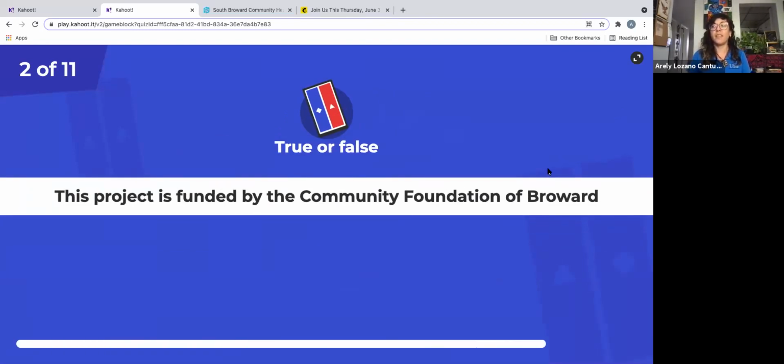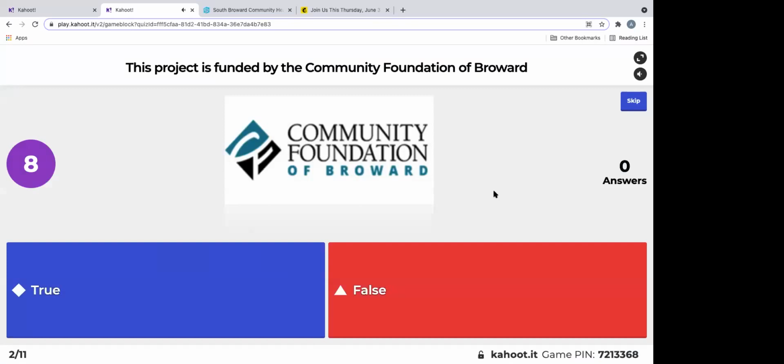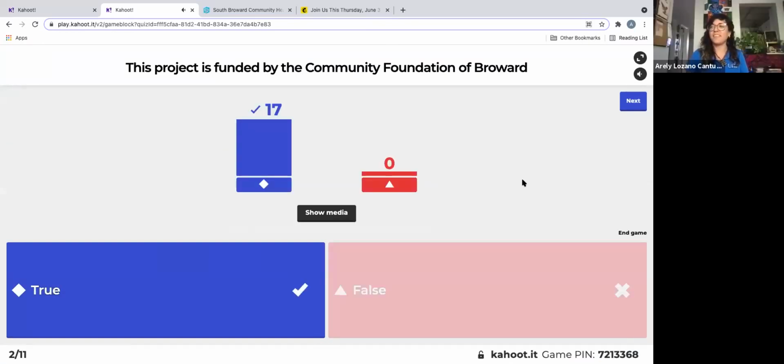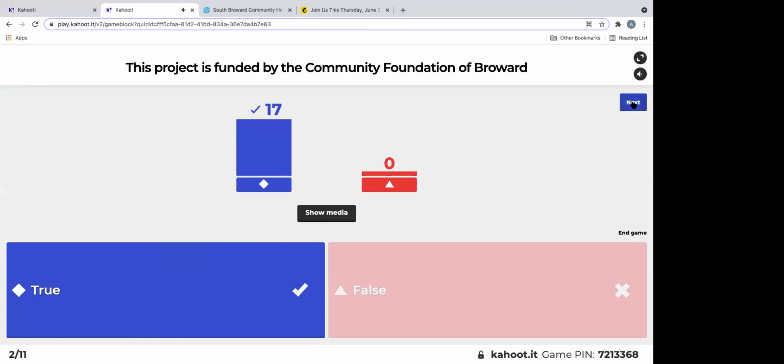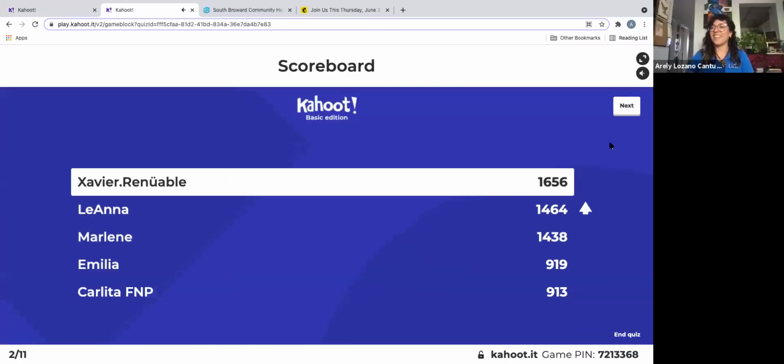This project is funded by the Community Foundation of Broward. True or false? Okay. Time's almost up. There we go. Good job, everybody. Nobody got it wrong. All right. Okay, Leanna's coming up.